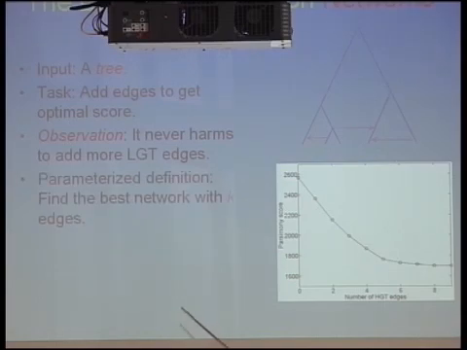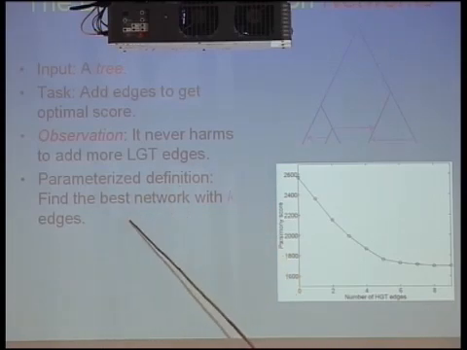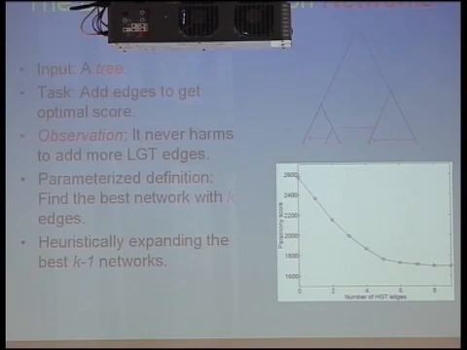So this leads to a parameterized definition: find the best network with k edges. And in practice, we just use a heuristic where we always expand the best network. We don't have rigorous results on whether this is the right approach, but it led to good results. Now, I want to discuss some biological findings that we had.